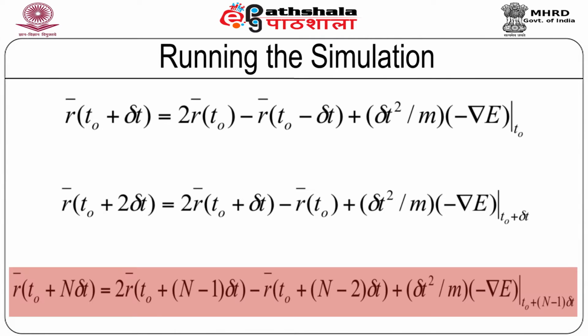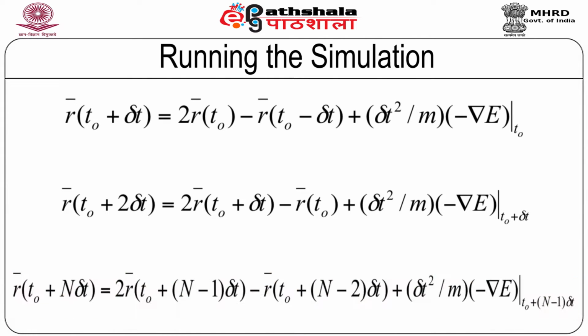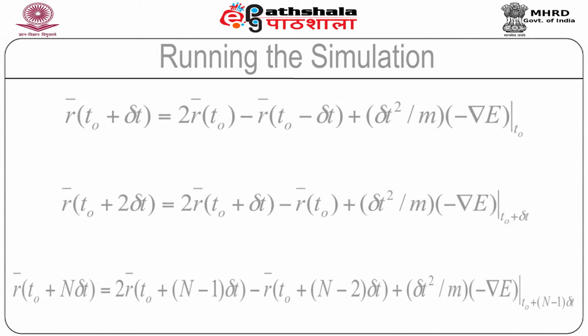as a function of r(t0 plus n minus 1 delta t) and r(t0 plus n minus 2 delta t), and the acceleration or the energy gradient at the previous step, t0 plus n minus 1 delta t. So if we make n sufficiently large, then we can predict the position after a long time.